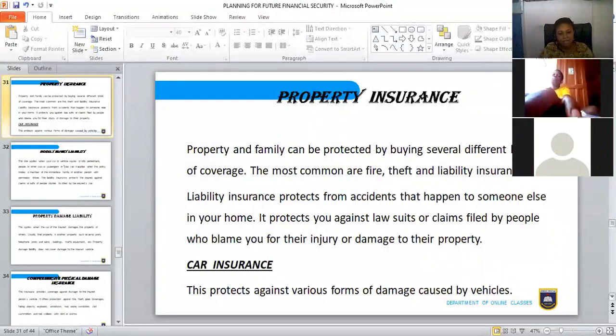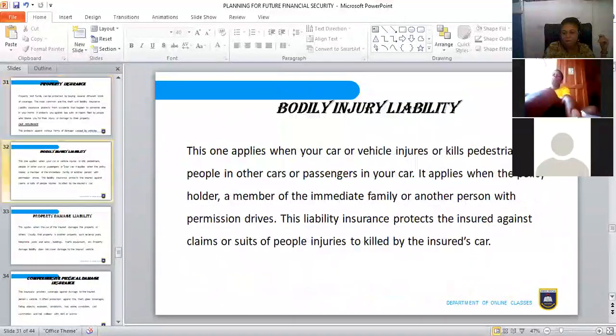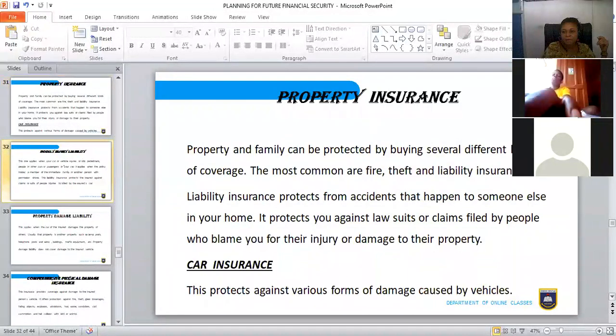So the liability insurance will protect from accidents that happen to someone in your home, and it protects you against lawsuits or claims filed by somebody who will blame you for their injury or damage to their property. And one of this is car insurance. One of the property insurance, we can talk about car insurance. The car insurance, you see vehicles, being it private or commercial, they all have insurance policies.